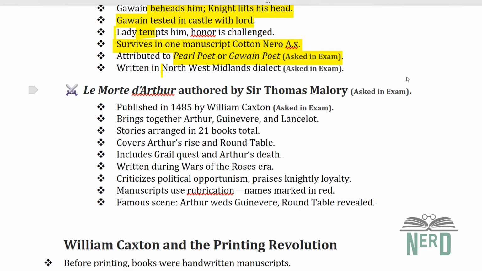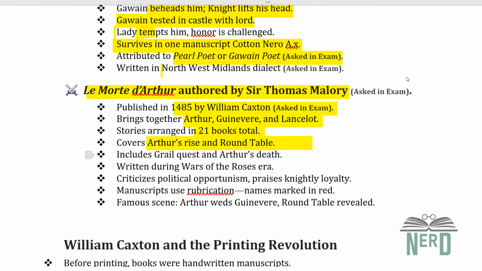Finally, we reach Le Morte d'Arthur, perhaps the most famous Arthurian work in English. Written by Sir Thomas Malory and published in 1485 by William Caxton, this particular point was asked in exam. It brings together tales of Arthur, Guinevere, Lancelot, and the Knights of the Round Table. Malory drew from French and English sources, but he reshaped them into 21 books.